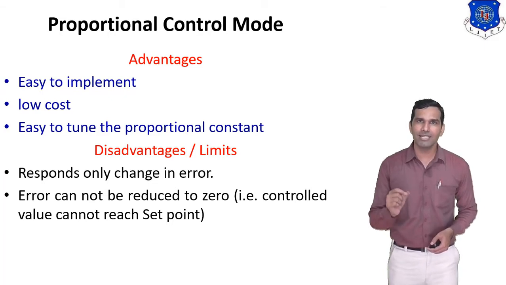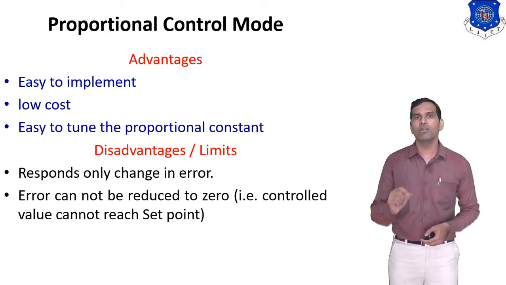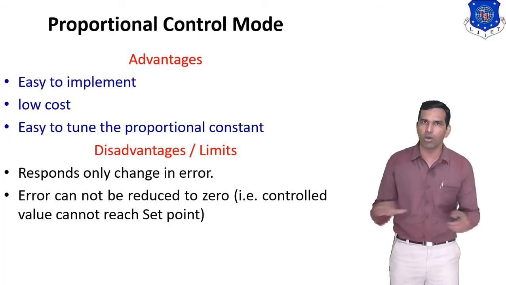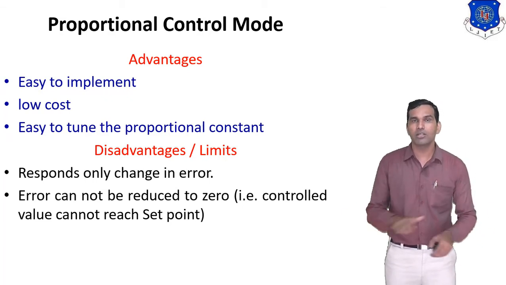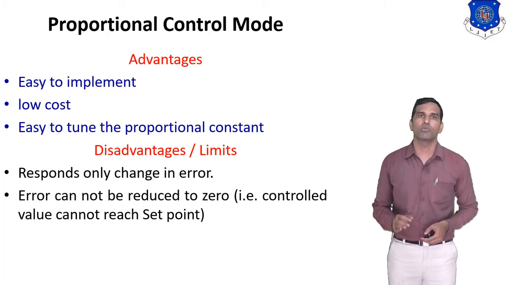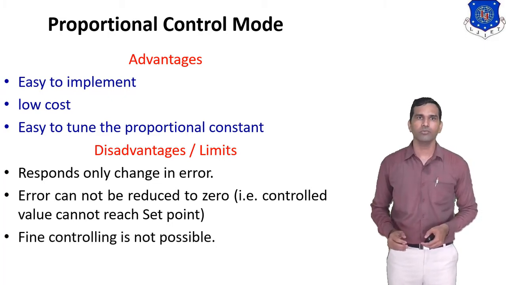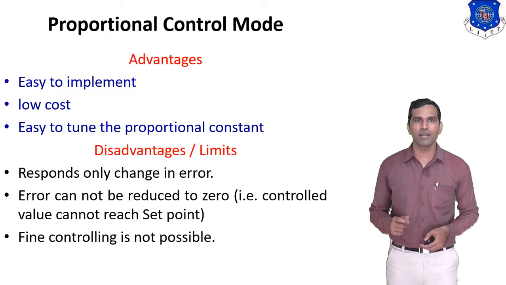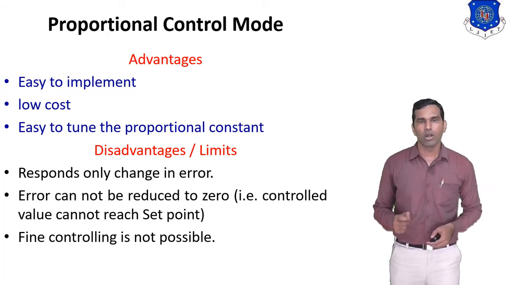That means in this mode the error cannot be reduced to zero. We cannot totally eliminate the error. So this is the limitation of proportional control mode. And the last one is that fine controlling is not possible.